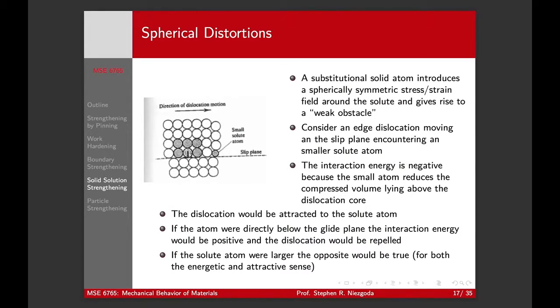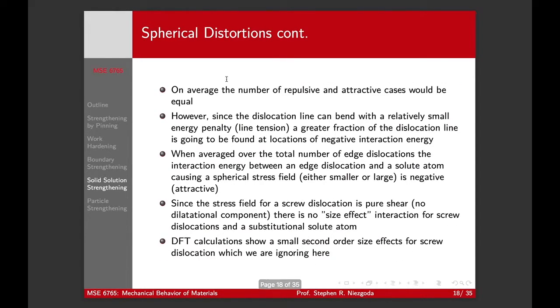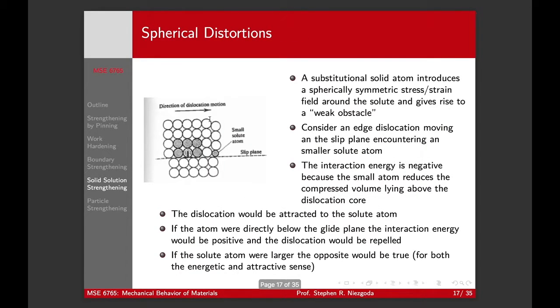So now, when this dislocation started moving, this solute atom was far, far away. It could have just as easily been one atomic plane up or one atomic plane down. So on average, the number of repulsive and attractive cases are going to be equal. As this dislocation moves along, it's going to see the same number of substitutional atoms just above the slip plane as just below the slip plane.